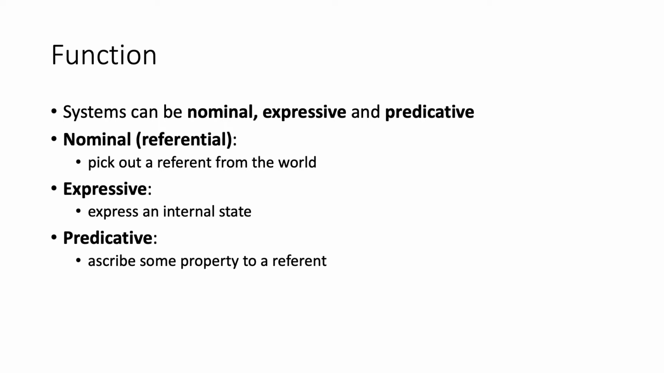Systems can also be expressive, so they can express an internal state. For example, when you think of newborns crying, they are not talking about the world around them. They are expressing hunger, right? You can express hunger, you can express fear. Those are expressive systems. And finally, predicative systems are systems which talk about a referent and can describe that referent.